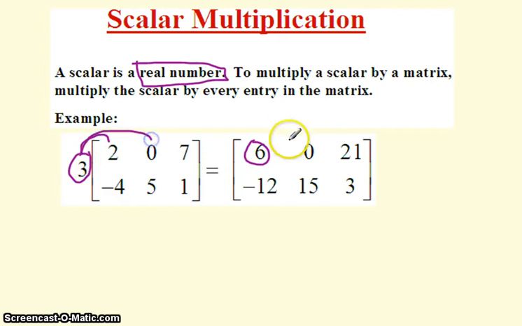So then 3 times 0 is 0, makes sense. 3 times 7 is 21, makes sense. 3 times negative 4 is negative 12. 3 times 5 is 15, and 3 times 1 is 3.